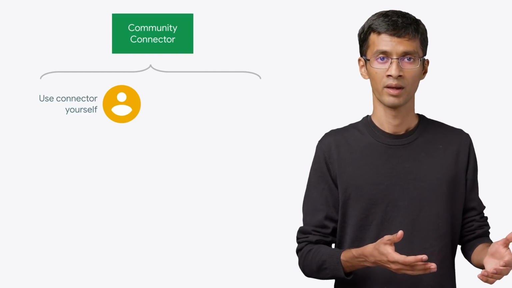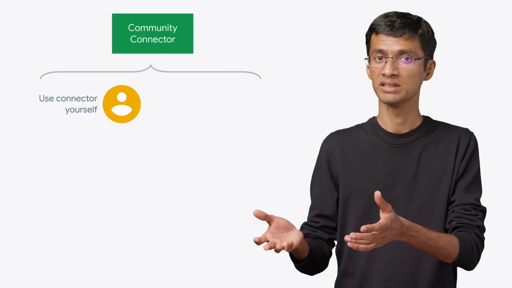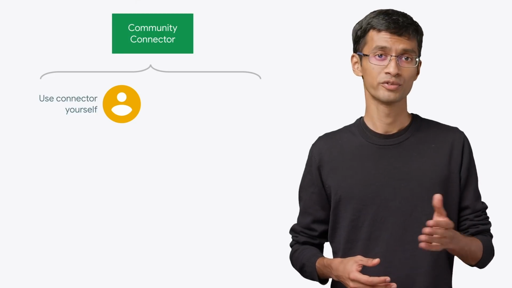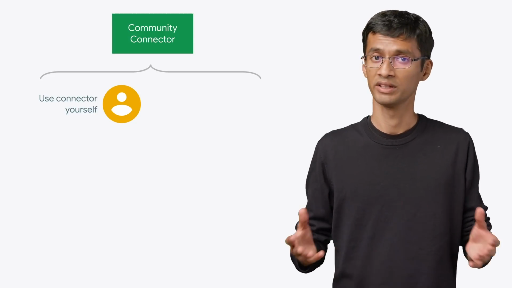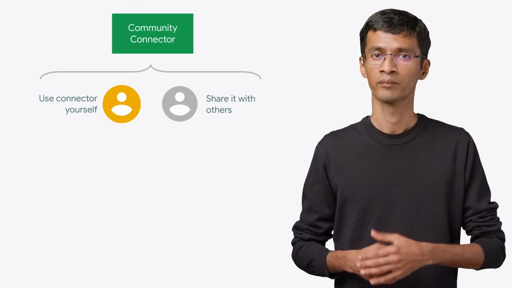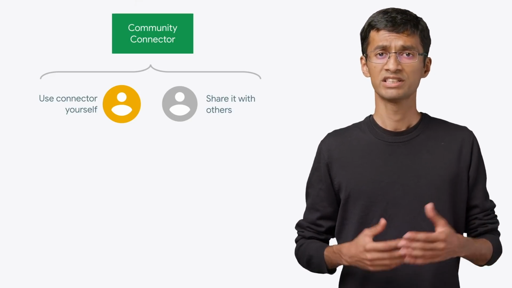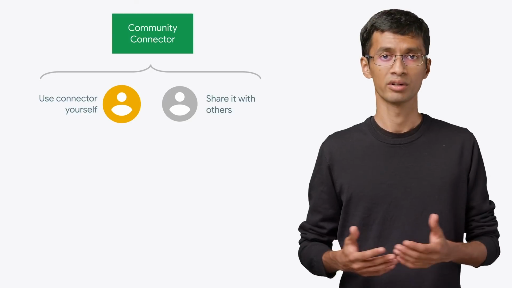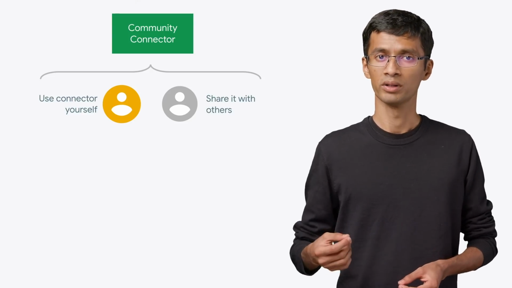Once you've built a community connector, you can obviously use it yourself to bring in your own data into Data Studio. Now your coworker sees you using that connector and thinks that it will be useful for them. They don't have to build it from scratch again, you can just share your connector with specific users. After a certain time, several people in your organization start using your connector and it gets really popular.